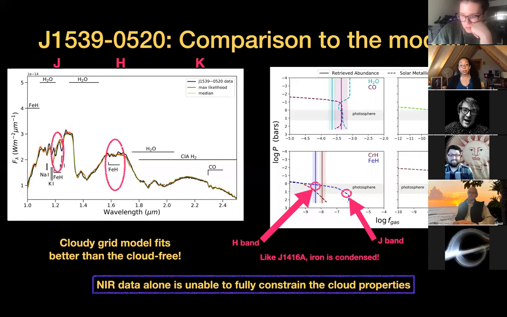So what this is telling us is that the near infrared data alone can't fully constrain the cloud properties of this object, particularly because it's strange. And what we really need is mid-infrared data, which probes higher up in the atmosphere, to help constrain the cloud properties of this object.